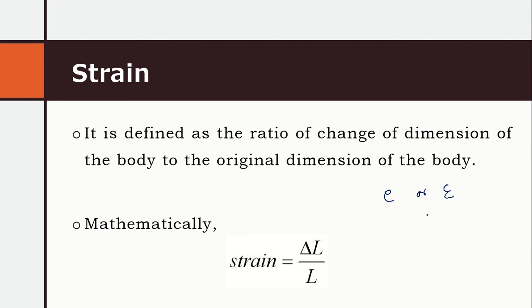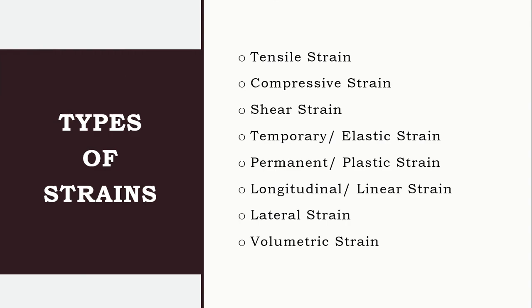Anything is same. Okay, and as I've told, strain is change in length by original length. There will be no units for strain. It is a dimensionless entity, because change in length by original length, the dimensions will get cancelled. Coming to the different types of strains we have tensile strain, compressive strain, shear strain. So these three we have seen for tensile stress, compressive stress and shear stress also. Next we have temporary strain, permanent strain, longitudinal strain, lateral strain and volumetric strain. So let's see all of these kinds now.